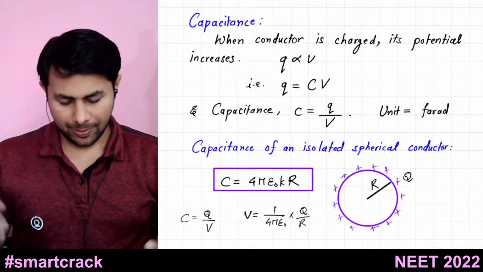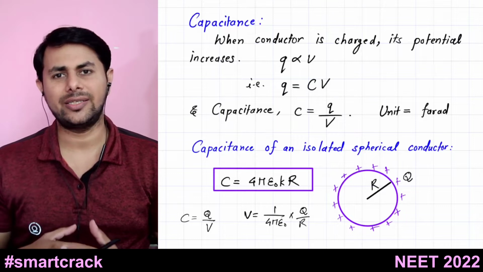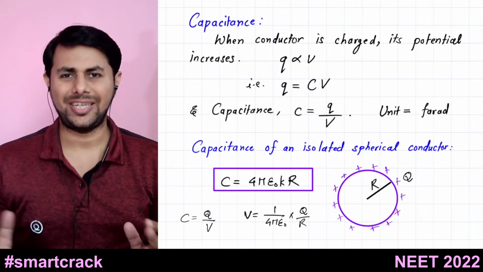So after that, we discussed potential in brief. After that, let's discuss capacitance. Okay, so the chapter is electric potential and capacitance.